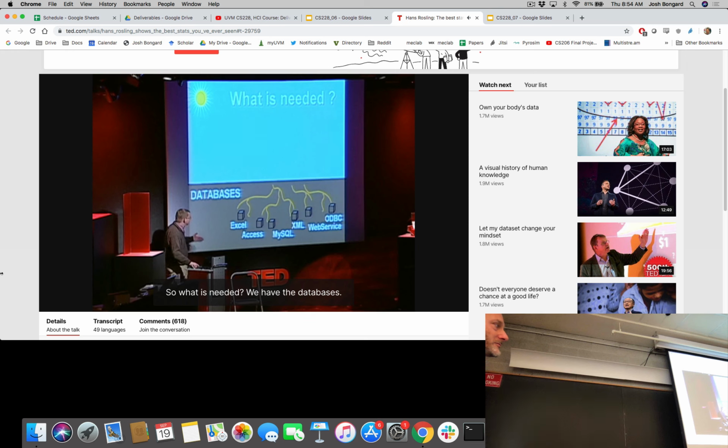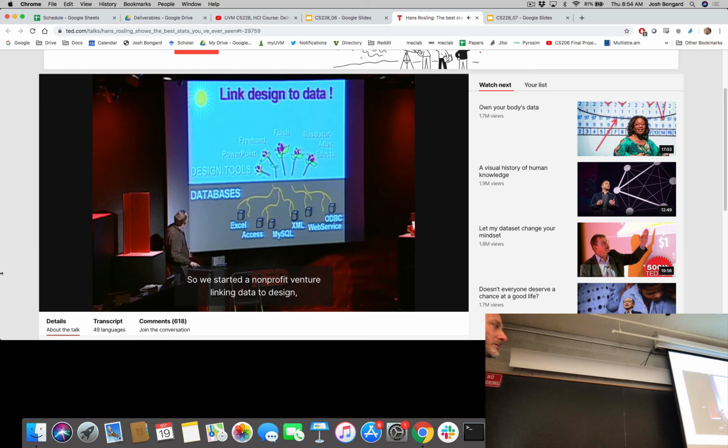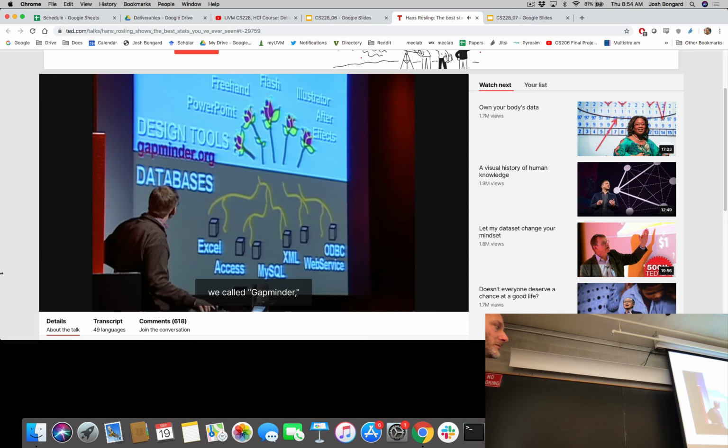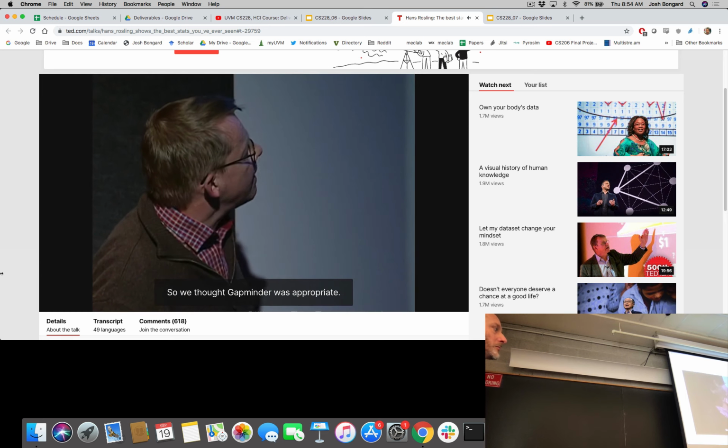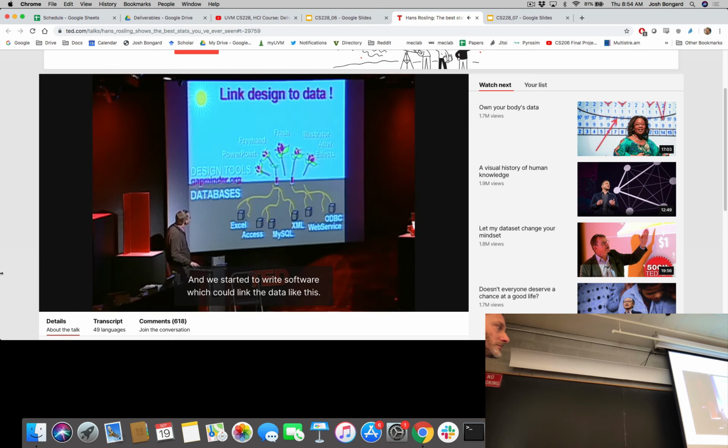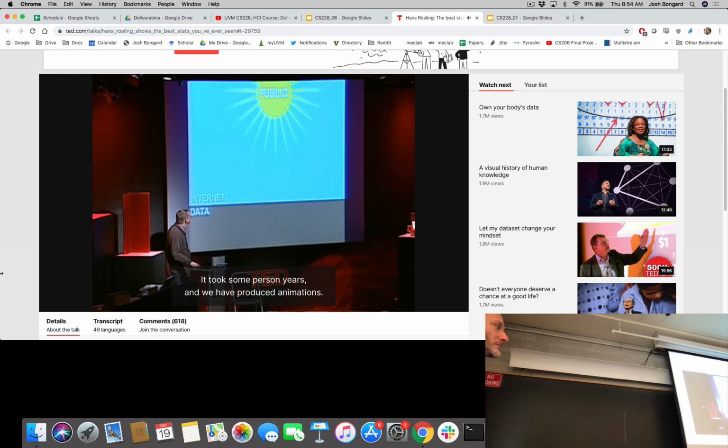So what is needed? We have the databases. It's not a new database you need. We have wonderful design tools, and more are added up here. So we started a non-profit venture, which we called Linking Data to Design. We call it Gapminder, from London Underground, where they warn you, mind the gap. So we thought Gapminder was appropriate. And we started to write software which could link the data like this. And it wasn't that difficult. It took some person years, and we have produced animations.